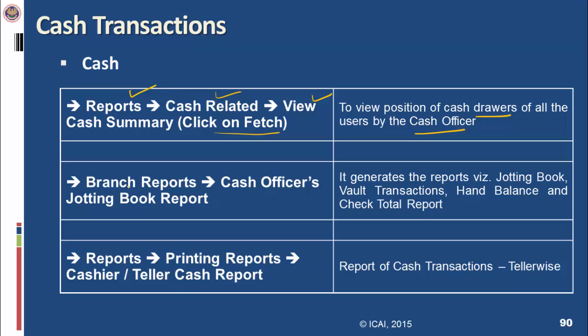There are other reports available, like 5 types of reports: branch reports, and the cash officer's jotting book report, 2 types of jotting book, 1 wall transaction, 1 hand balance, and 1 check total report, right? So it is always advisable, whenever we are verifying any cash transaction or physical cash, that we generate all these reports and ensure that they match with all the balances.